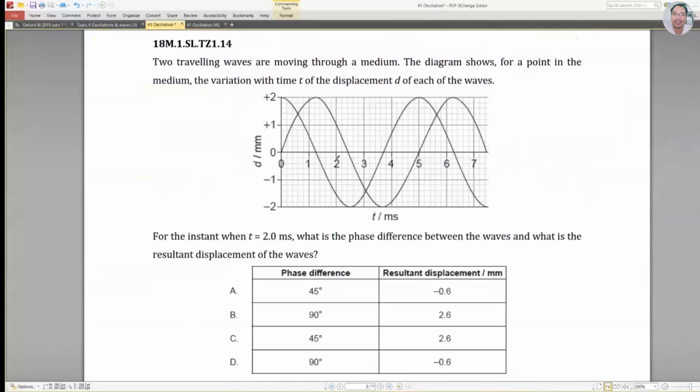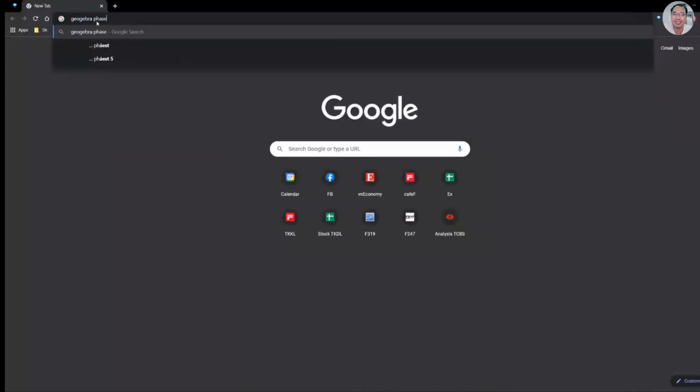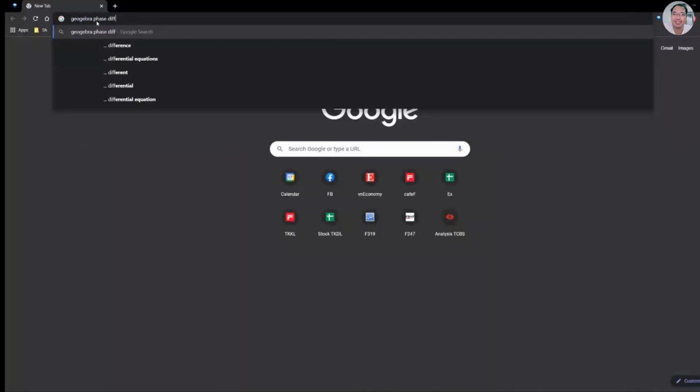Look at the graph carefully and determine the phase difference. What is phase difference? Phase difference is like the difference in time, and you convert it into degrees. Let me find an illustration on GeoGebra. Phase difference is like this example.